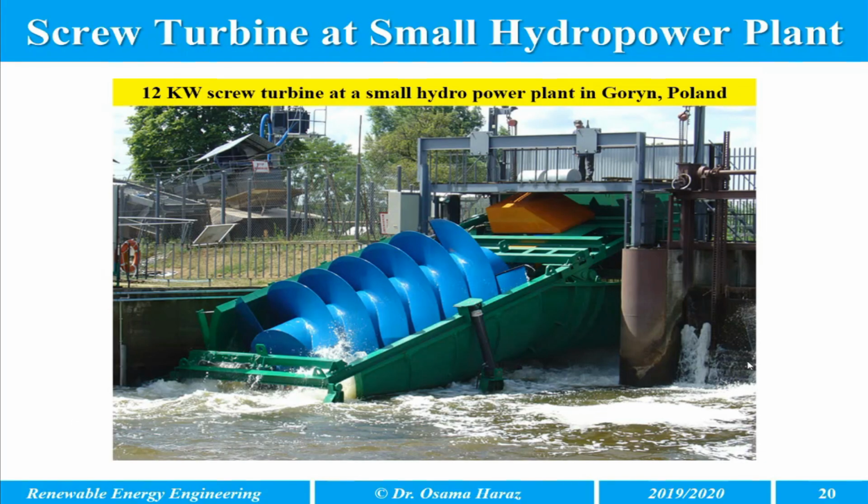This is another type of water turbine. It's called the screw turbine, used in small hydropower plants. This is one example of the screw turbine. It generates 12 kilowatts at a small hydropower plant in Poland.